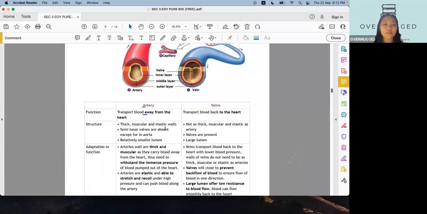So why are they different? How does the structure support its function? Artery wall, as we mentioned just now, it needs to carry blood away from the heart. And our heart is the pump. When it contracts, it pushes blood that has very, very high blood pressure.